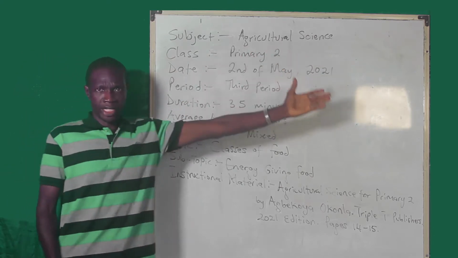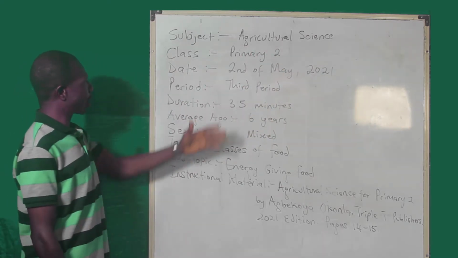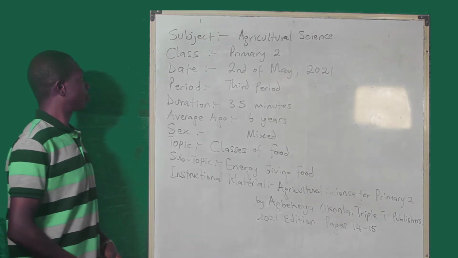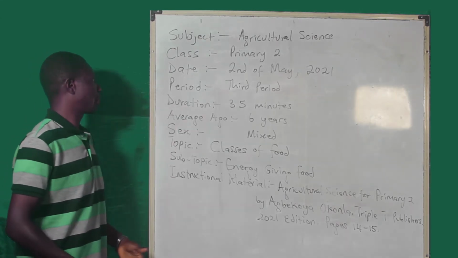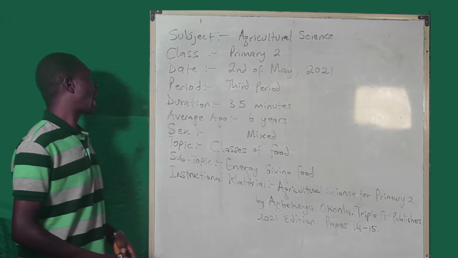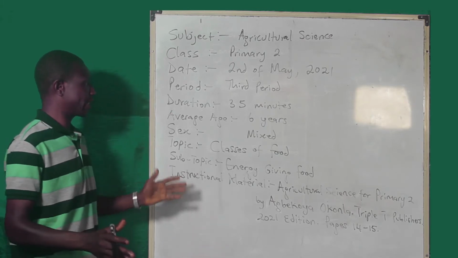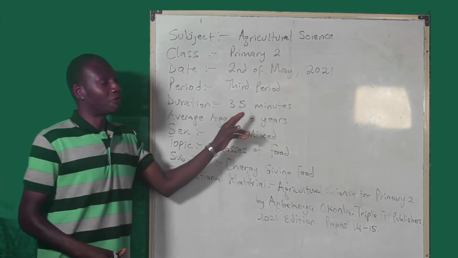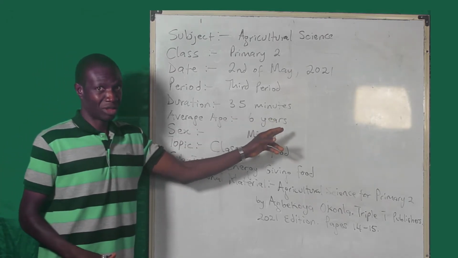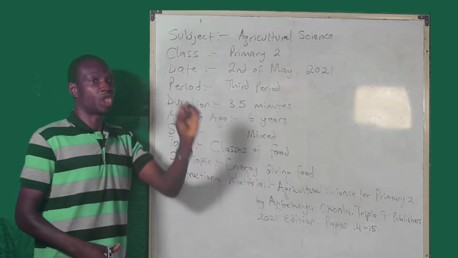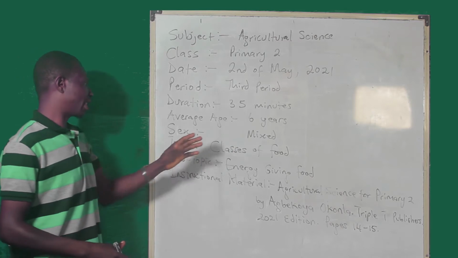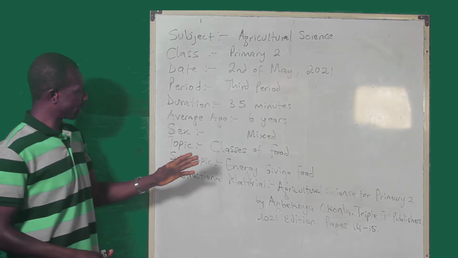Subject, for example, agricultural science, class primary 2, date, 2nd of May, 2021 probably, period, third period, duration 35 minutes, average age about 6 years. You don't say average age 5 to 7, no. You take average age is just a single age, so 6 years. Sex, mixed. Topic, classes of food.